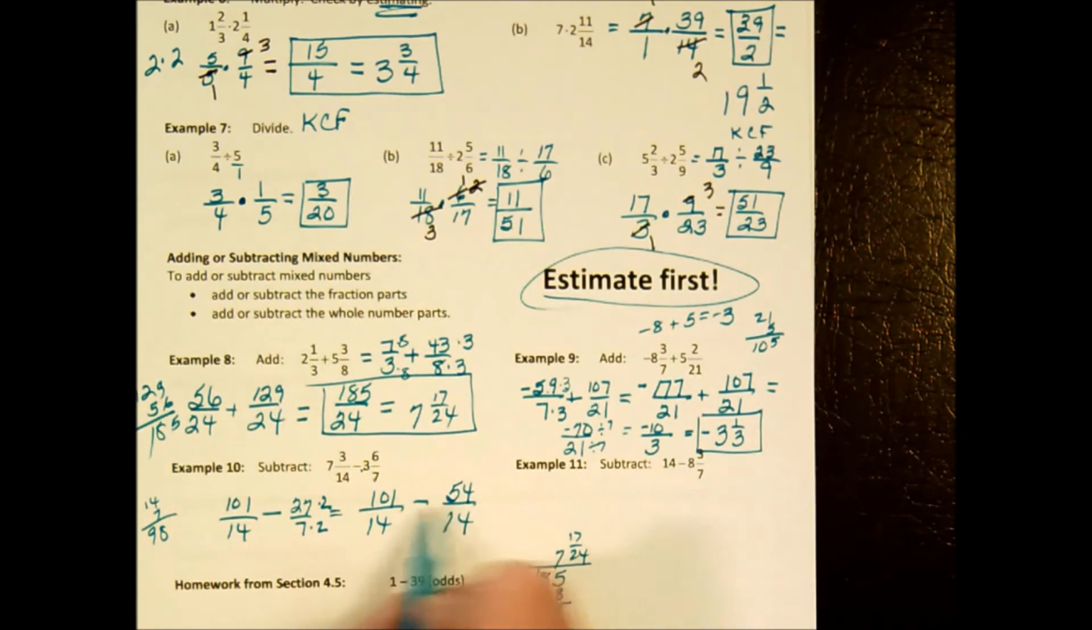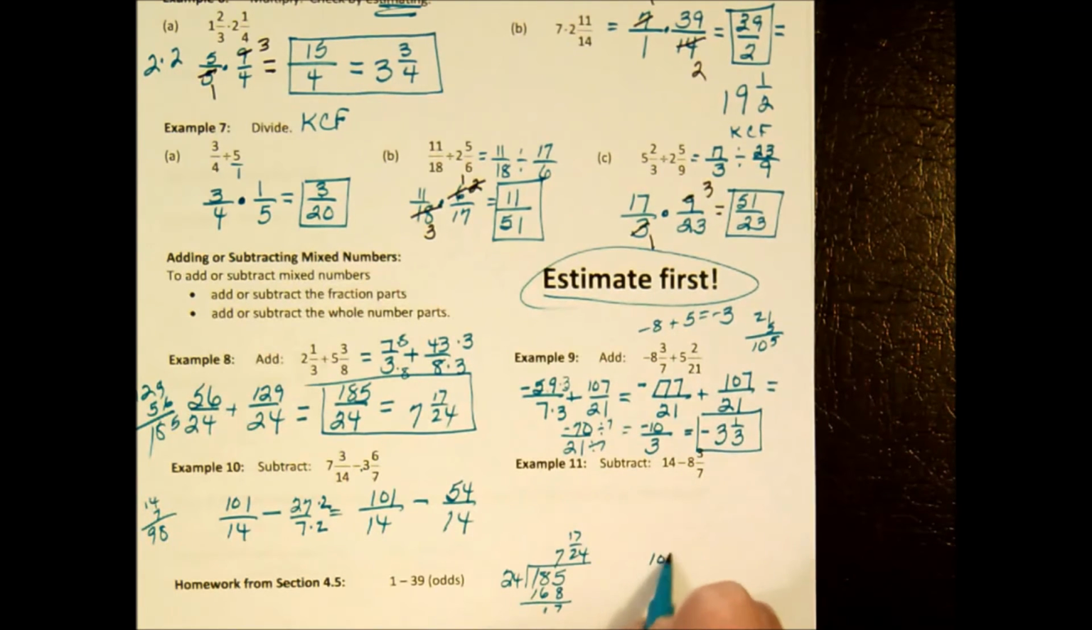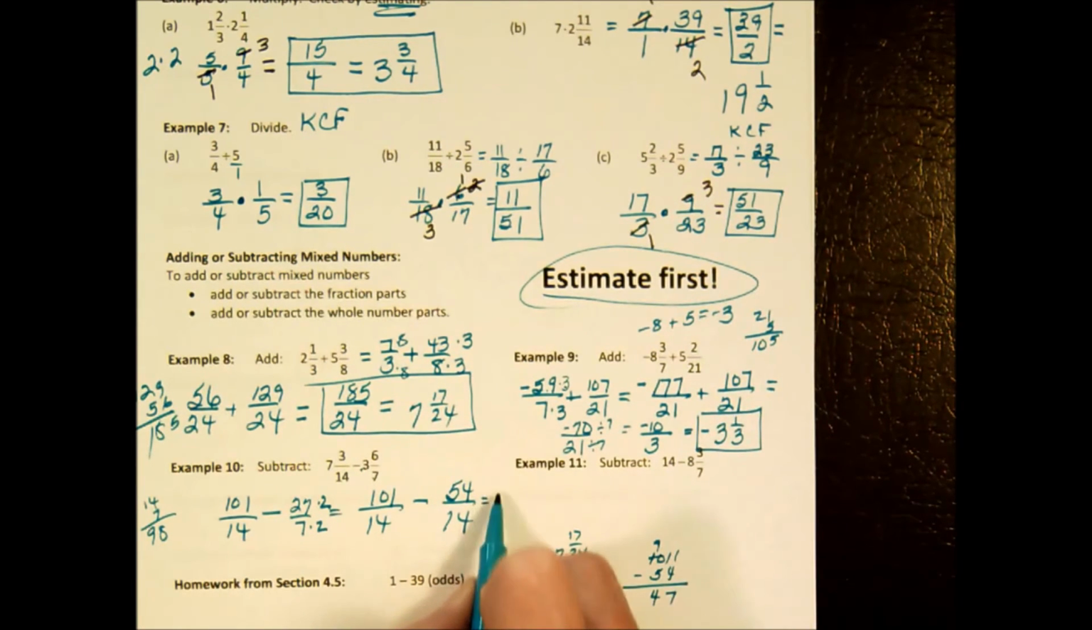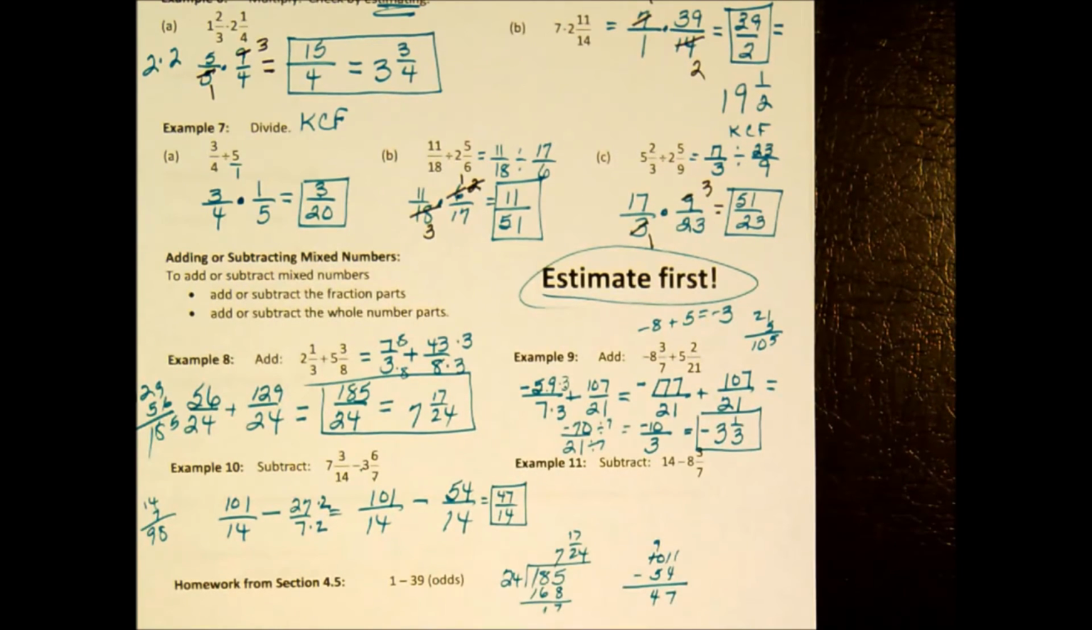101 take away 54. So this becomes a 9. 7 and 4 is 11. 1 and 4 is 5 and 5 is 10. That is correct. So what we have is 47/14. If you wanted to change that to a mixed number, I think it comes out as 3 and 5/14.